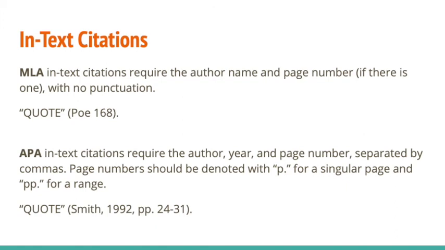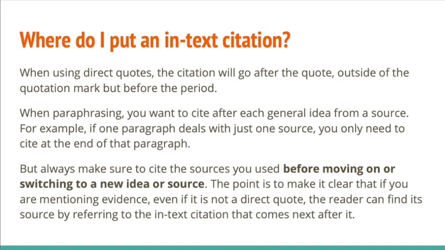MLA in-text citations require the author name and page number, if there is one, with no punctuation within the parentheses, whereas APA in-text citations require author, year, and page number separated by commas within the parentheses. And if you're including page numbers, you should have p. or pp. to show a singular page or a range of pages. Many students become anxious when they are trying to figure out where to put the in-text citation within their sentences or their paragraphs.